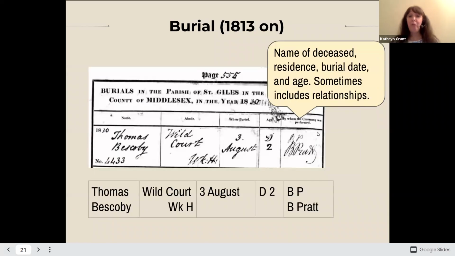Here's an example of the form. So we've got the name of the deceased, the abode or residence, when they were buried, and then the age. And notice that this one put a D for 2 days. This isn't a standard thing, but it is interesting that this particular clergyman decided to do that. And if it was a year, he wrote a Y above it. And often they would note like infant here. They might not give an exact age, but they would say infant or child or something like that.